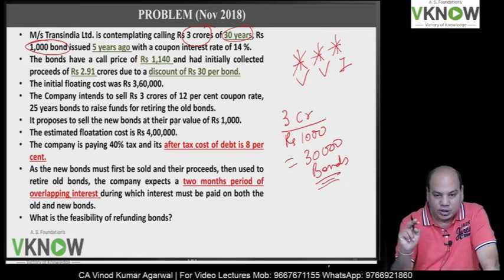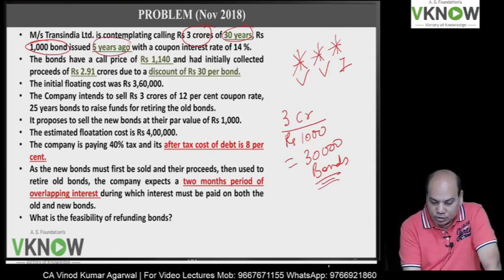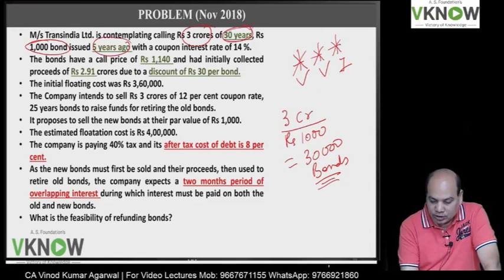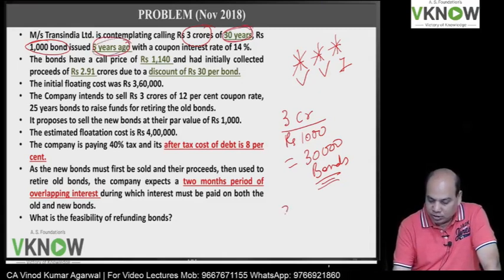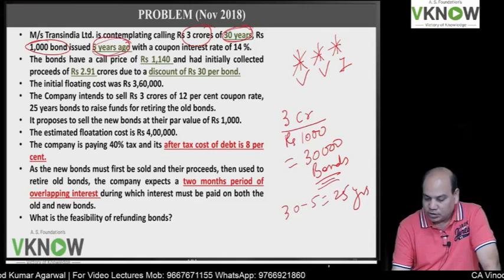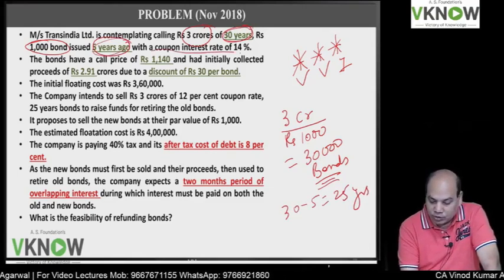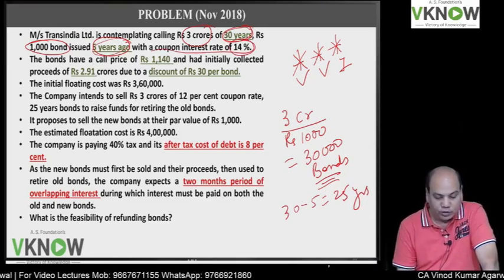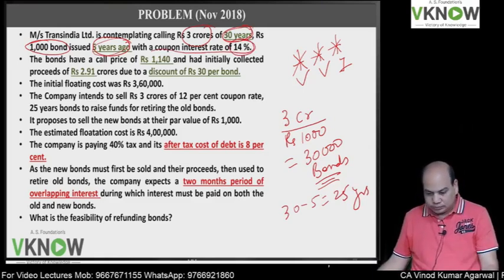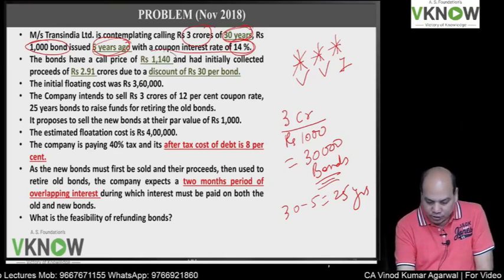So remember everybody, 30,000 bonds were issued, and it was issued 5 years ago. So 30 minus 5, how many years are remaining now? 25 years. It's called remaining maturity, and the original bond was issued at a coupon rate of 14%. The bond has a call price of rupees 1140.